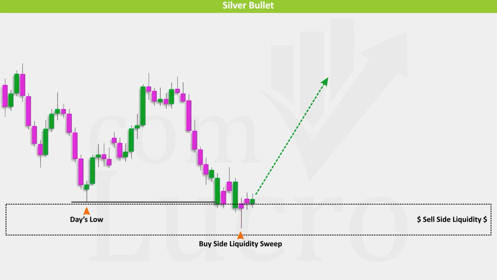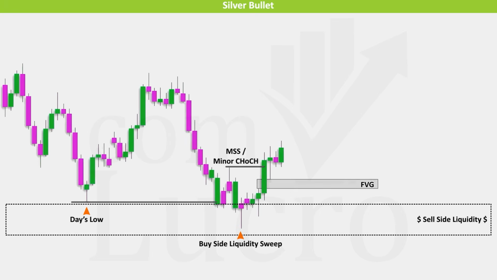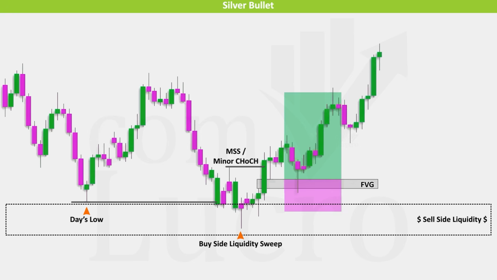Next, wait for a bullish market structure shift to confirm that the reversal is valid. Finally, mark the fair value gap created during the displacement and plan your entry accordingly. If the fair value gap is relatively small, remember to use a slightly wider stop loss to give the trade enough breathing room and protect it from normal market fluctuations.